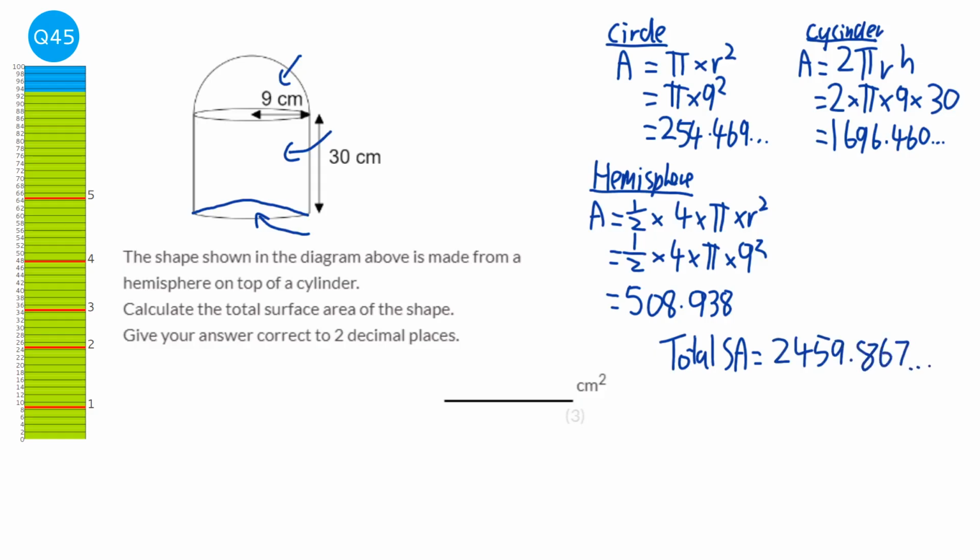2,459.867. Do make sure you show the examiner that you're adding these three here. I've not done that because it wastes a bit of time for a video, but make sure you write it down. It says it wants it to 2 decimal places, so that will be 2,459.87 centimeters squared.